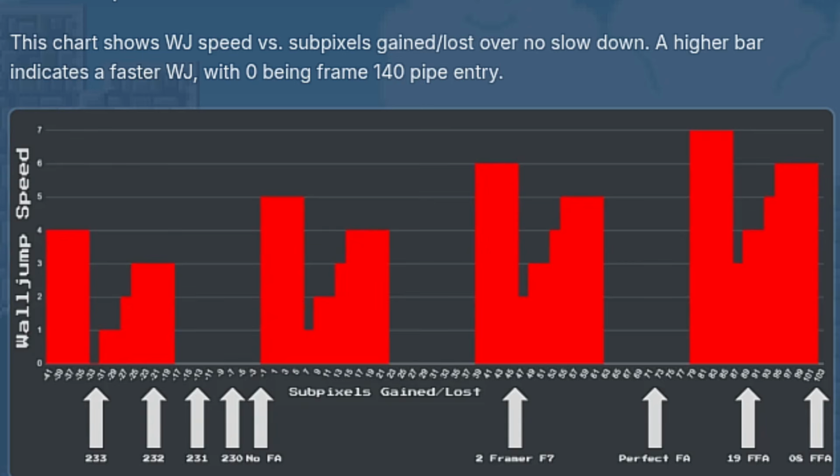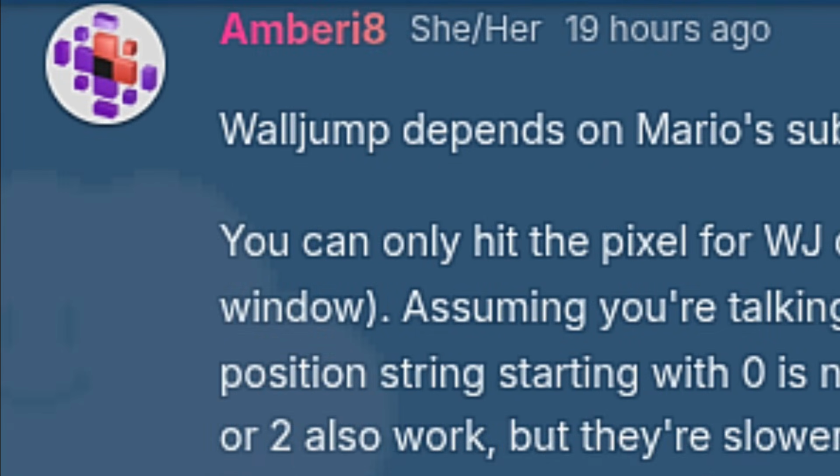Here's a chart that shows the wall jump speed versus subpixels gained or lost over no slowdown. I have to be honest, I don't quite understand all of this about the subpixel strings, so I'm just repeating what Amber told me.